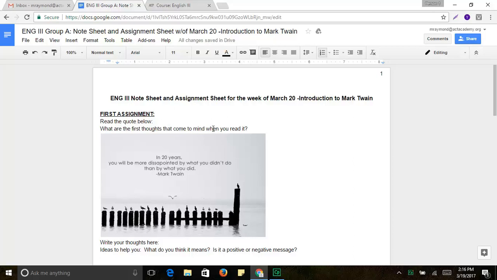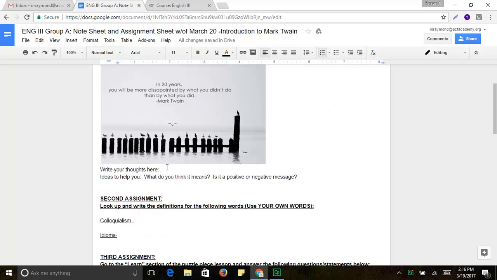So the first assignment, you read the quote below. What are your first thoughts that come to mind when you read it? Write your thoughts here. Here are some ideas to help you: What do you think it means? Is this a positive or negative message? So you want to write it in a complete sentence. I think it is a positive or negative message because... These are just your thoughts, so there's not really a right or wrong answer there. So I expect some good sentences.